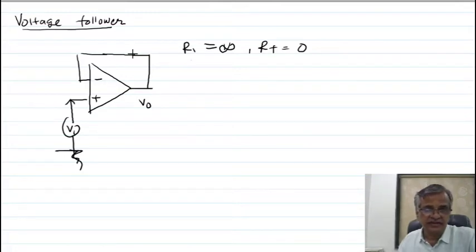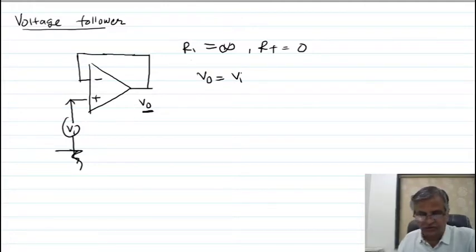So in a non-inverting amplifier circuit, if R1 is infinite and RF is taken 0, then the circuit is called a voltage follower circuit. It has unity gain. The output VO is equal to VI, which means the output follows the input voltage. Therefore, the circuit is called a voltage follower circuit.